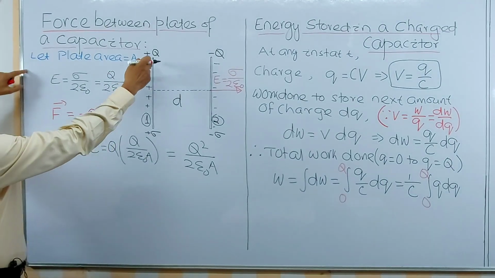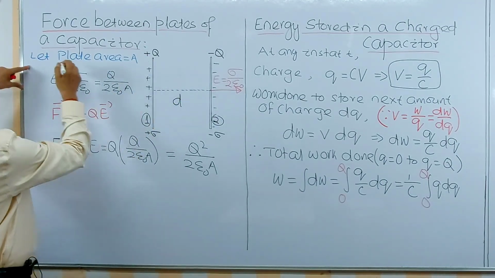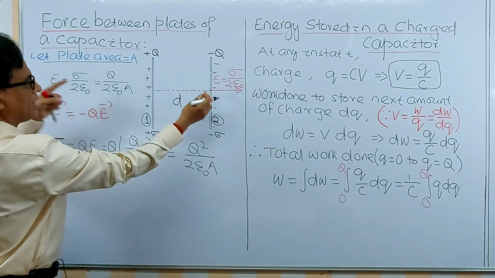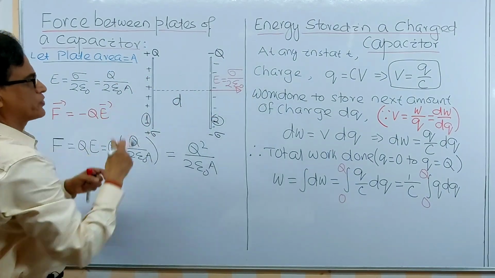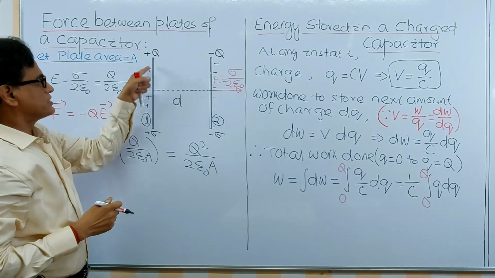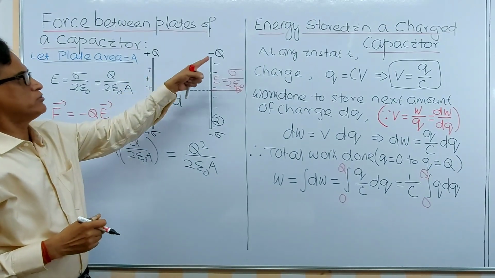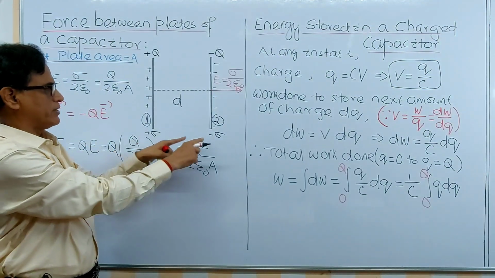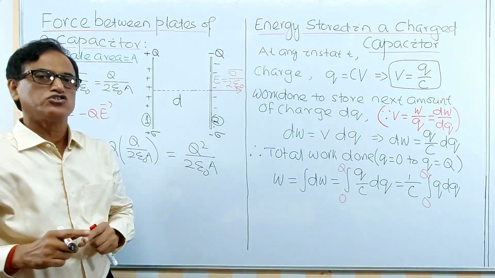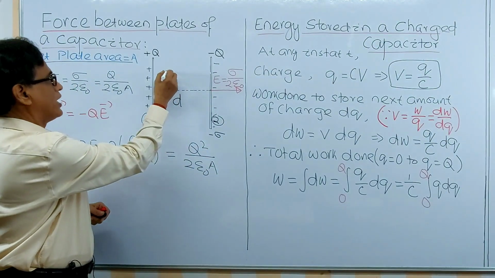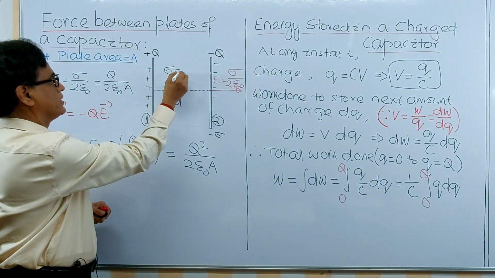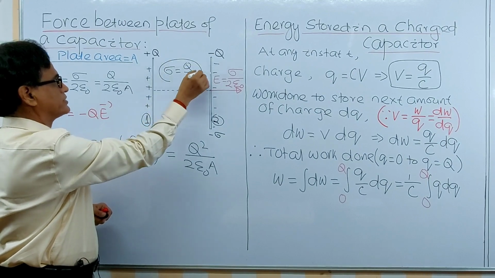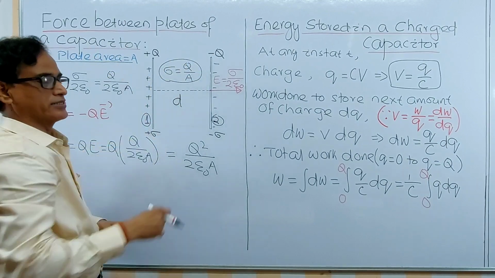Now here let me consider the parallel plate capacitor having plate area of each plate A and separation between them D. Now this is a charged plate having charge plus Q, this is a charged plate having charge minus Q, the charge density plus sigma, charge density minus sigma. Charge density is charge per area. This is the charge density. Charge per area is the charge density.